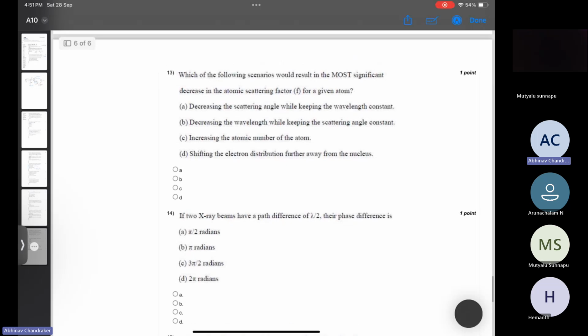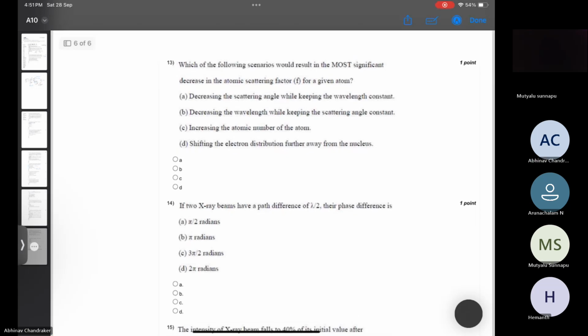Let's move to question 13. Which scenario would result in the most significant decrease in F for a given atom? Decreasing the scattering angle while keeping the wavelength constant, decreasing the wavelength while keeping the scattering angle constant, increasing the atomic number of the atom, and shifting the electron distribution further away from the nucleus.